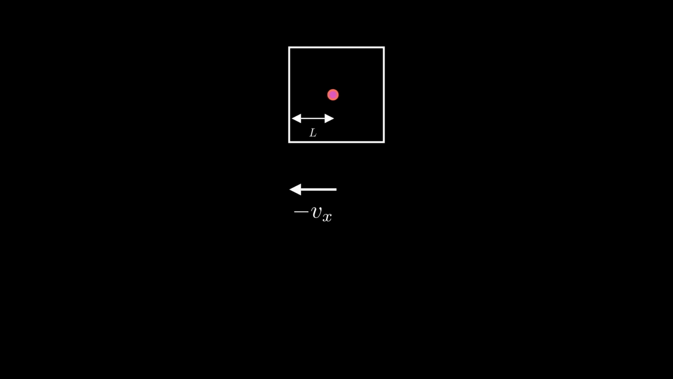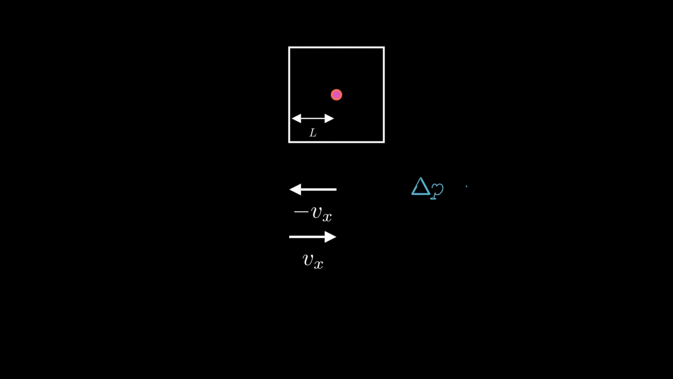When the particle starts moving, it is going to have a velocity of negative v_x, assuming leftwards is the negative direction. And it is going to travel a distance L before hitting the wall and returning to its original position. Of course, after it hits the wall, the particle will now travel with a velocity of v_x, assuming the momentum is conserved.